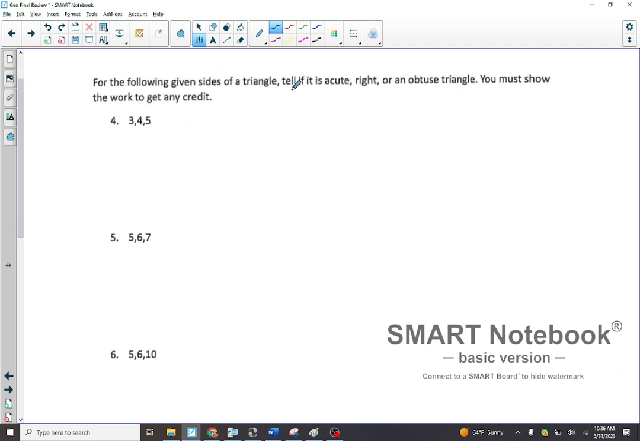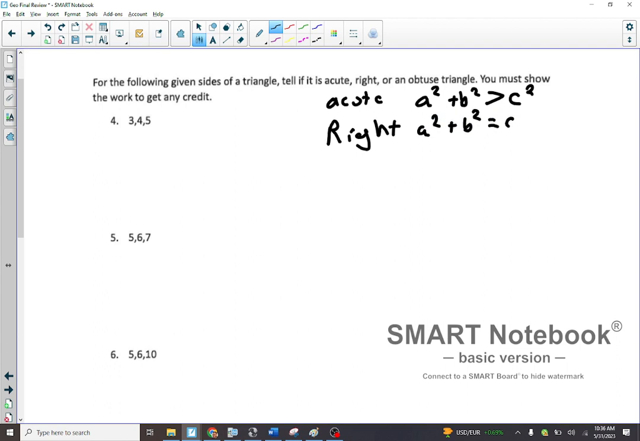Next one. Given sides of a triangle, tell if it's acute, obtuse, or right. It's acute when you do a squared plus b squared, but the c squared is smaller than the other two. When it's exactly right, it equals. Kind of like Goldilocks, this is the perfect one. Obtuse is too big, because c squared is too big in that case. So c squared is the bigger one. And remember, c will always be the biggest number.